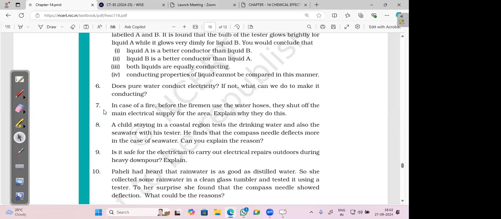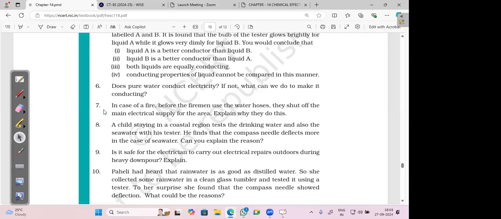Sir, see, the rainwater is not pure. Okay, however, many people say that rainwater is pure, but rainwater is not pure, as it falls through the atmosphere, it is mixed with a number of gases, hence forming acids in it. So water that falls in the form of rain is not pure. It is a good conductor of electricity, and therefore he should not carry out electrical repairs during downpours.